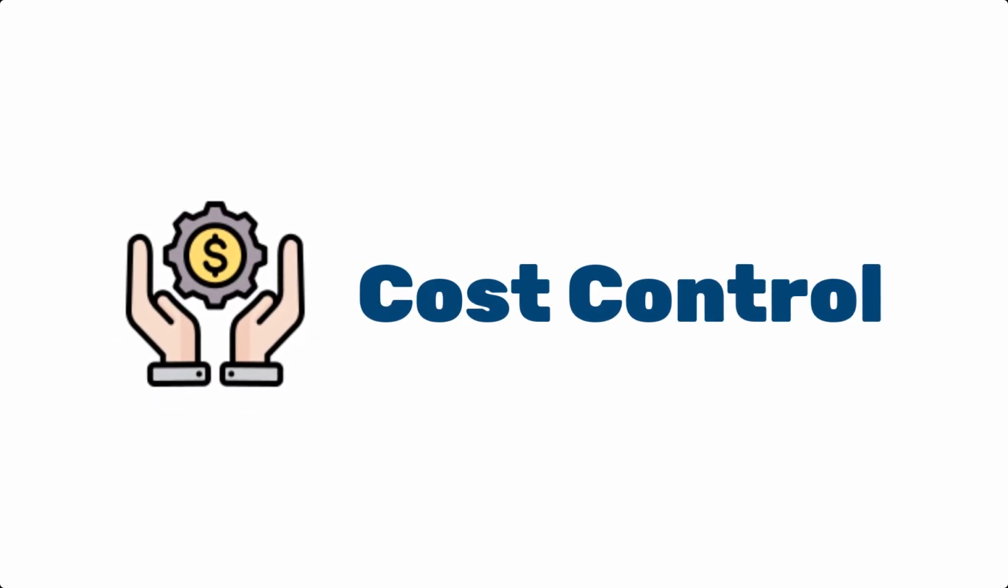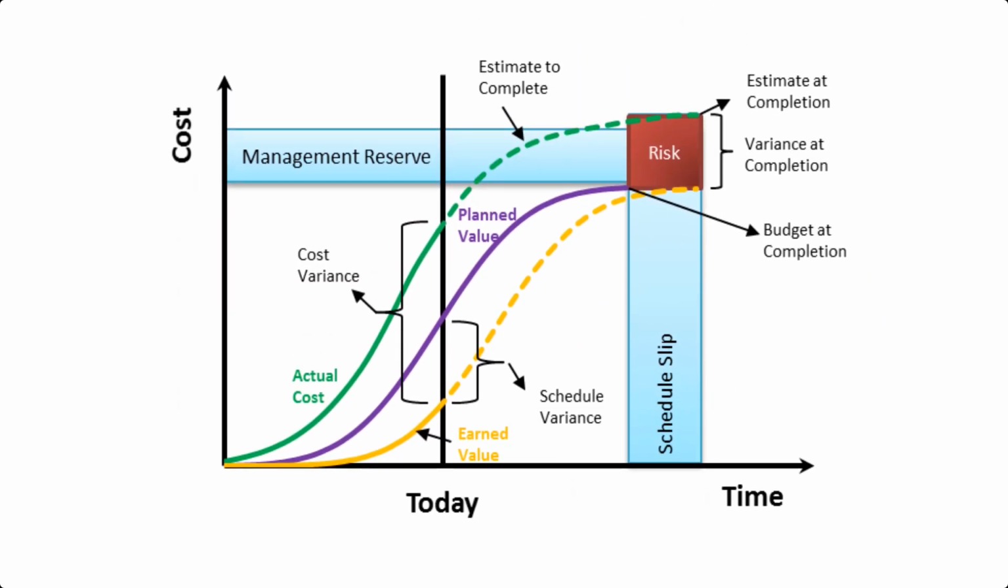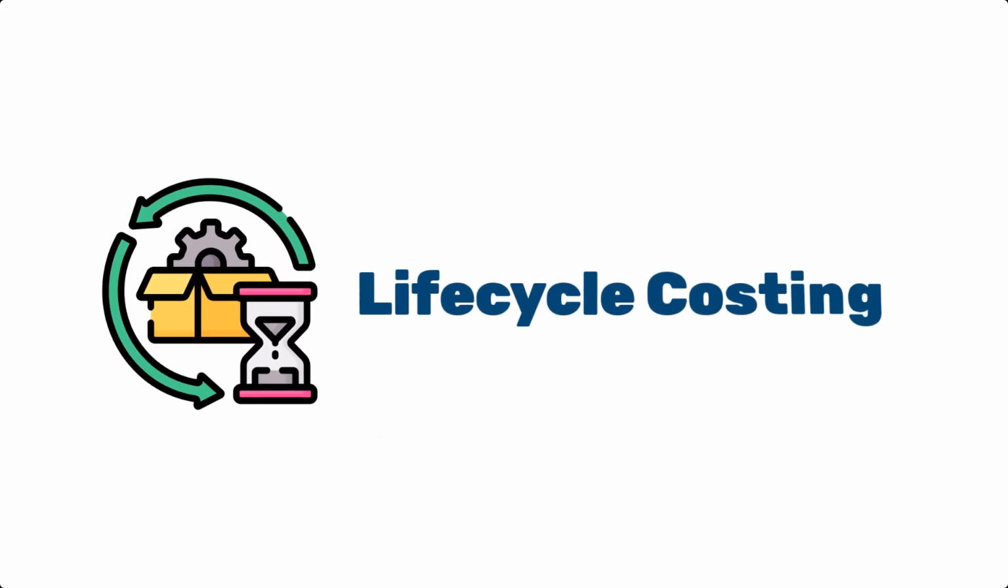The next term is cost control. Once the project starts, cost control kicks in. This is about keeping everything on track, monitoring expenses, and avoiding surprises. Tools like earned value management help track progress against the budget. The third term is life cycle costing. This one is fascinating. It looks at the entire lifespan of a project from planning to demolition. For instance, buying cheaper materials might save you money now, but cost more in maintenance down the line. Life cycle costing helps balance these trade-offs.